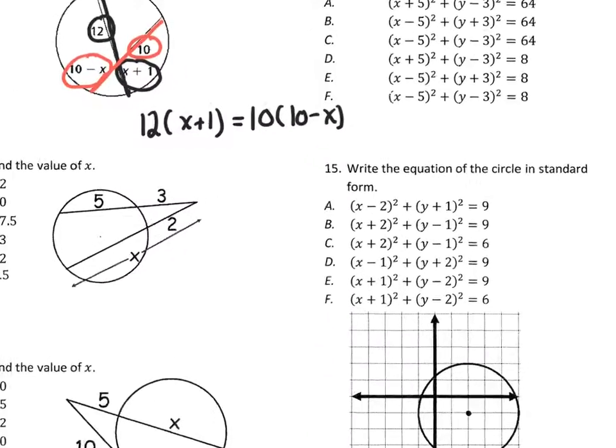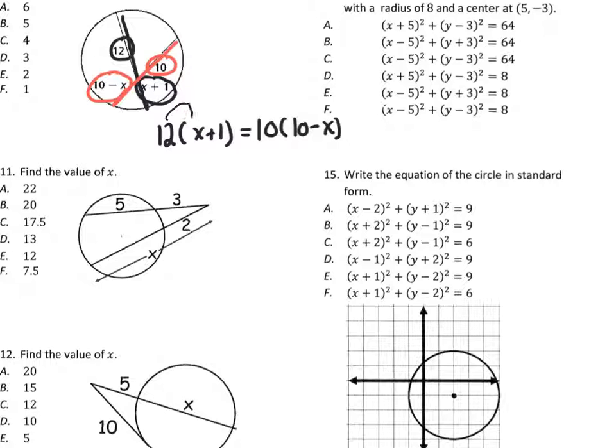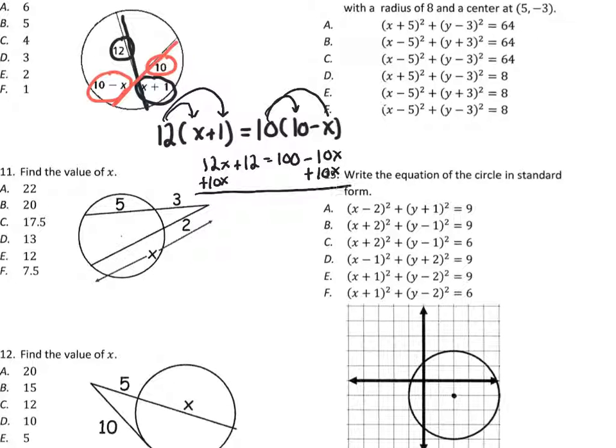So we're going to go ahead and solve this. We are going to distribute: 12 times x is 12x, 12 times 1 is 12, equals 10 times 10 is 100, 10 times negative x is a negative 10x. Now we have to get our x's by themselves. So I'm going to start by doing plus 10x both sides. Plus 10x here, plus 10x here. That means that the 10x and the negative 10x will cross out. On the left side here, we're going to get 22x plus 12 equals 100.